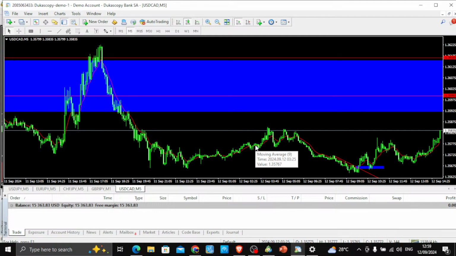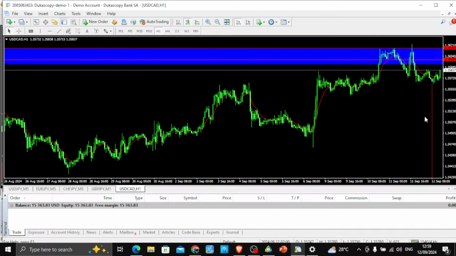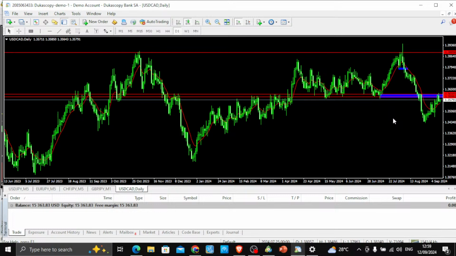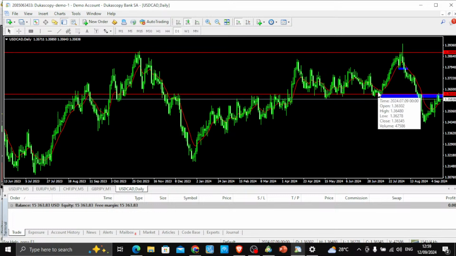That is it. So we don't need to use unnecessary indicators to do our trading. Yes, we don't need it. Let me remove all this. Removing them.